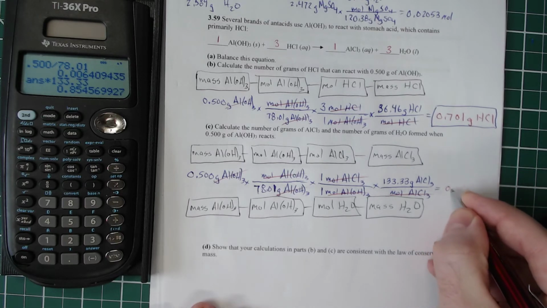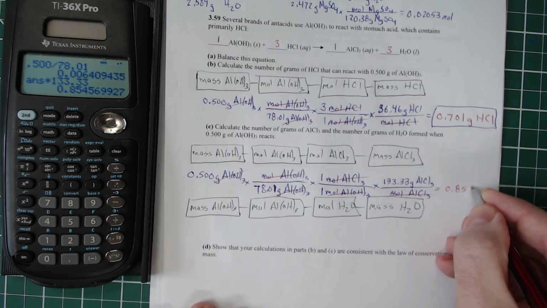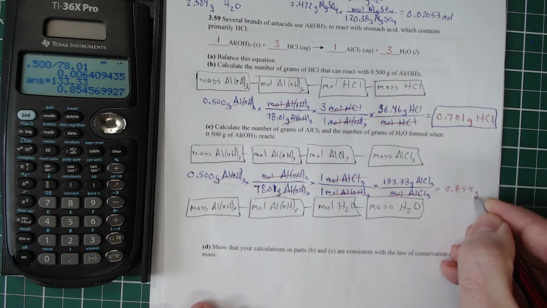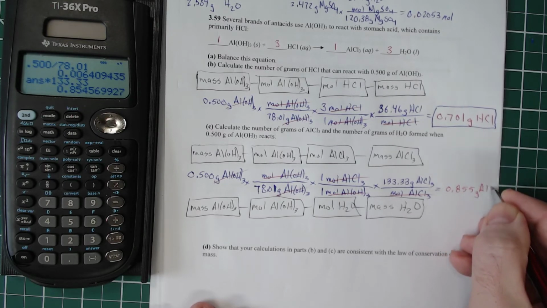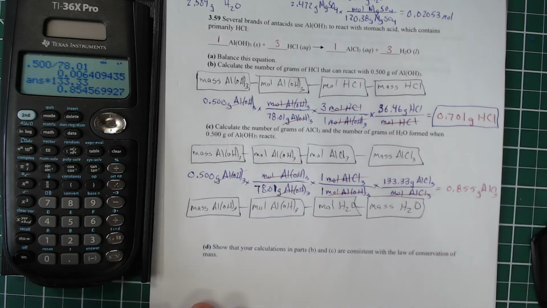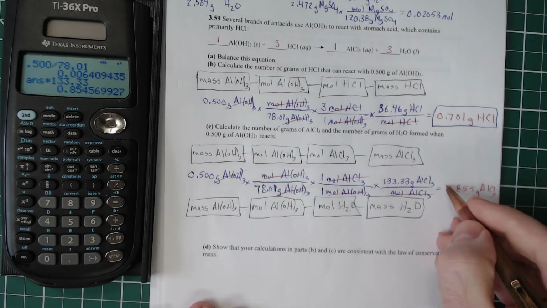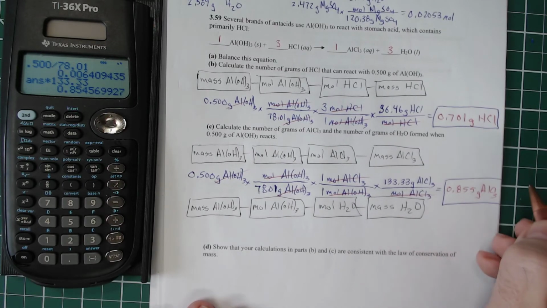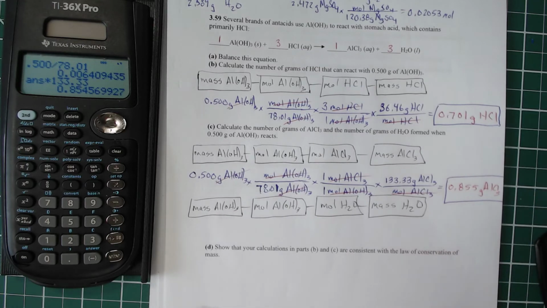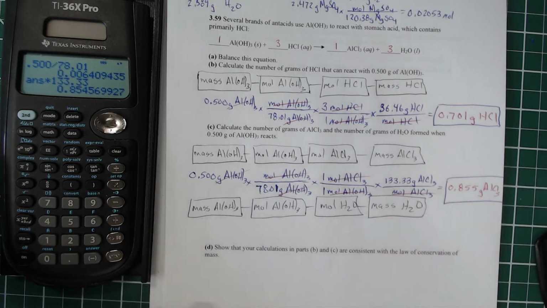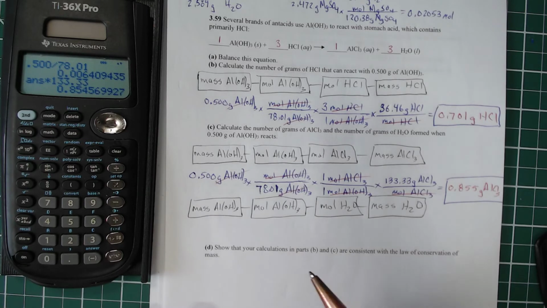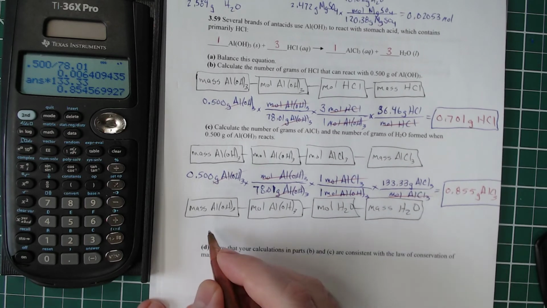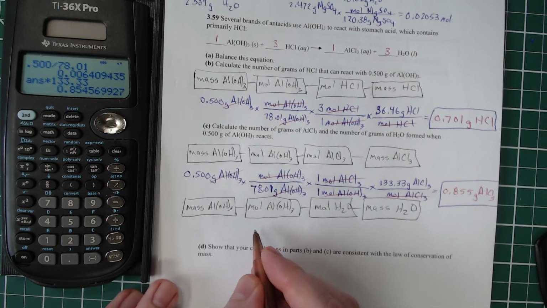So 0.855 grams of aluminum chloride. Now, one thing that can happen is that you can get a little bit of rounding error. So sometimes the numbers don't add up. I think this one turns out okay, but I just caution you about that. All right, so let's do our last calculation with this one.